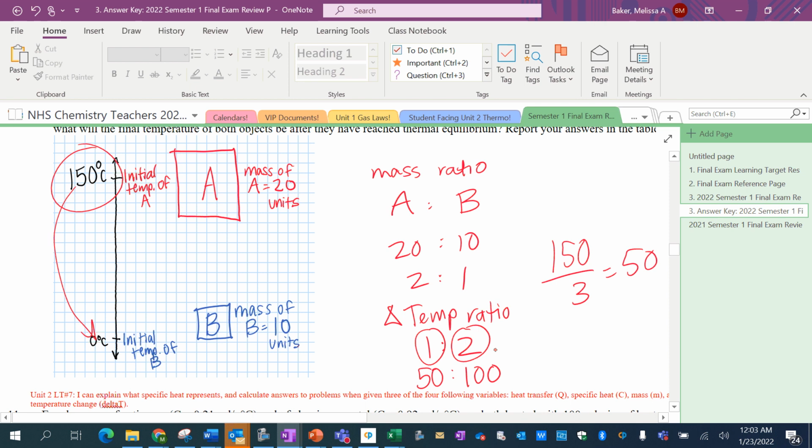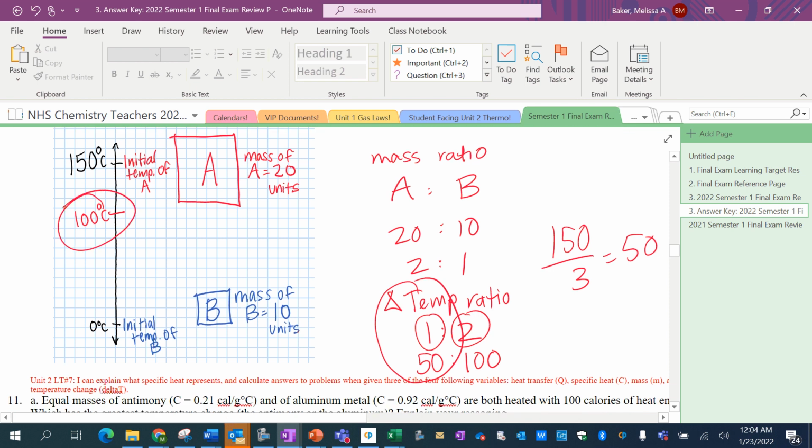So 50 to 100 adds to 150, and it's a 1 to 2 ratio. What that means is that the change in A will be 50, and the change in B will be 100. So the final temperature will be 100 degrees Celsius. B will change temperature by 100 degrees Celsius, and A, because it's bigger, is not going to change temperature as much. And temperature is 50.